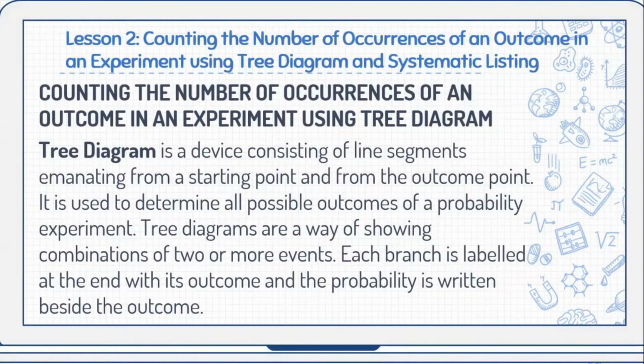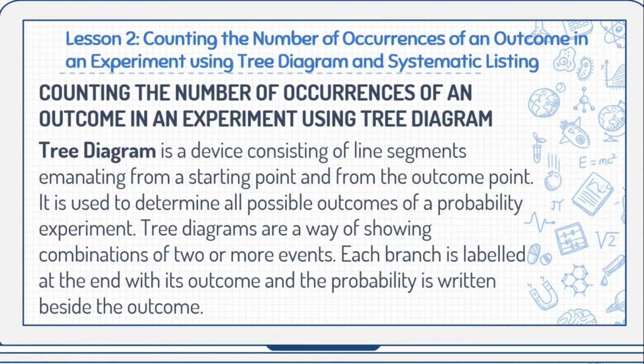Okay, let's continue. We have here lesson number 2, counting the number of occurrence of an outcome in an experiment using the tree diagram and systematic listing. So, this time, tree diagram and systematic listing. What is a tree diagram? Tree diagram is a device consisting of line segments emanating from a starting point and from the outcome point. It is used to determine all possible outcomes of a probability experiment. Tree diagrams are a way of showing combination of 2 or more events.